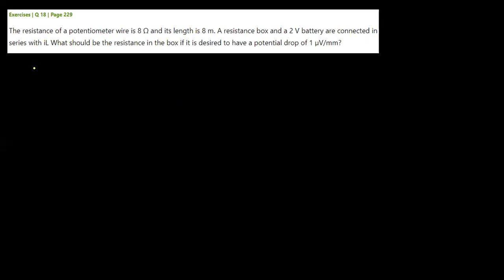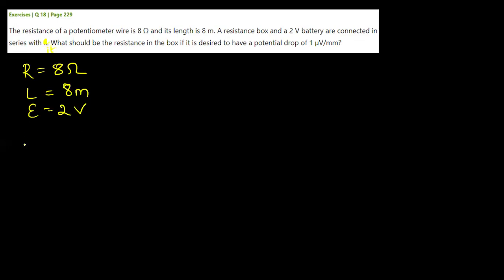A resistance of a potentiometer wire is 8 ohm. Capital R is given as 8 ohm, and its length capital L is given as 8 meters. A resistance box and a 2 volt battery are given to us. EMF is given as 2 volt, connected in series with it.